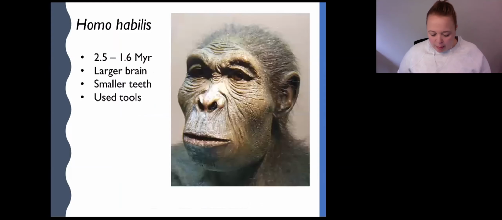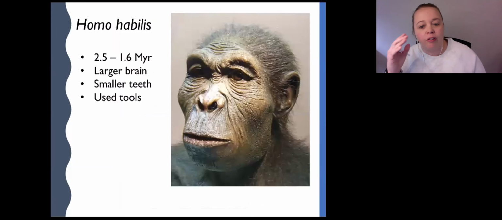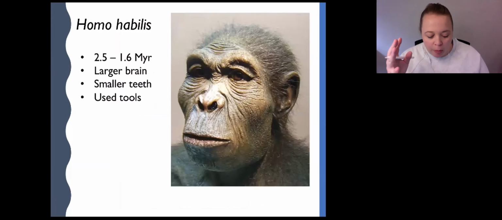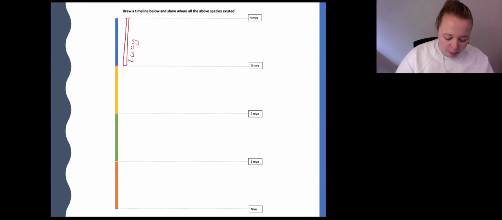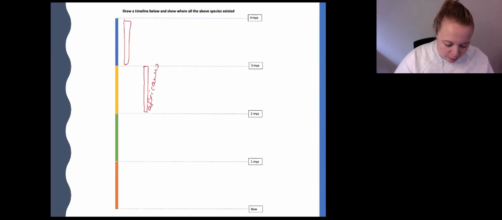The next one we've got is the first ever recorded species of Homo. This is Homo habilis. Homo habilis existed between 2.5 to about 1.6 million years ago. Hang on, let me just make sure I've got the right one. H. habilis. Habilis, there we go.